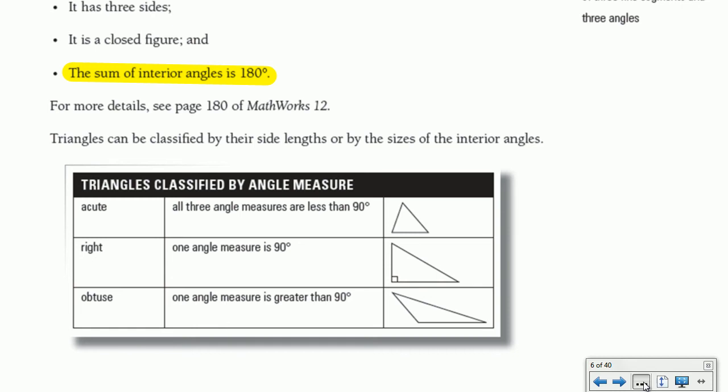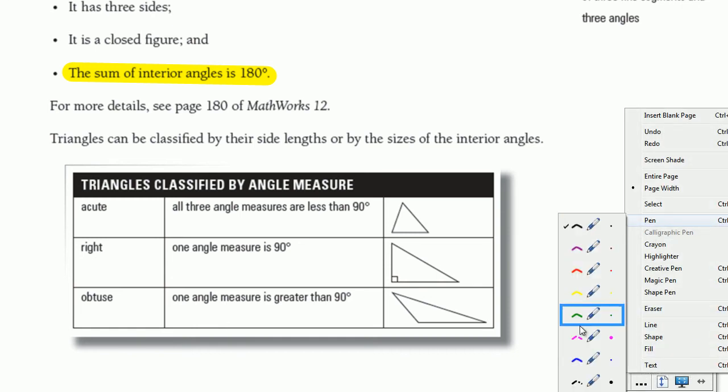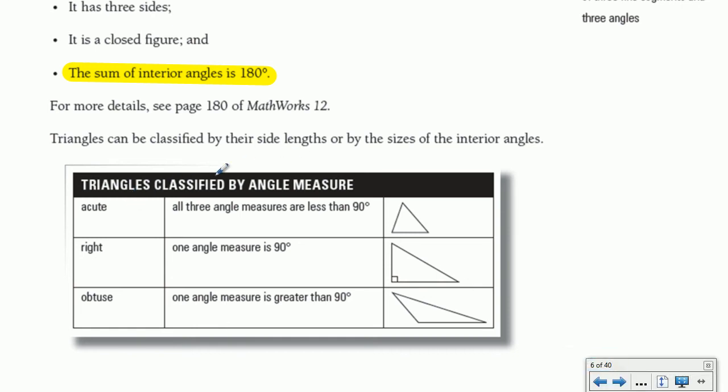Okay. Right, so looking at a few specific types of triangles. By angle measure, an acute triangle is one where all three angles are less than 90. So each one of these is less than 90. Next type of triangle is a right angle triangle. So one of the angles is 90 degrees.